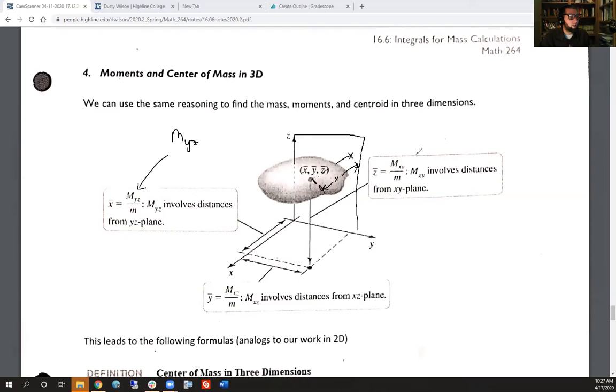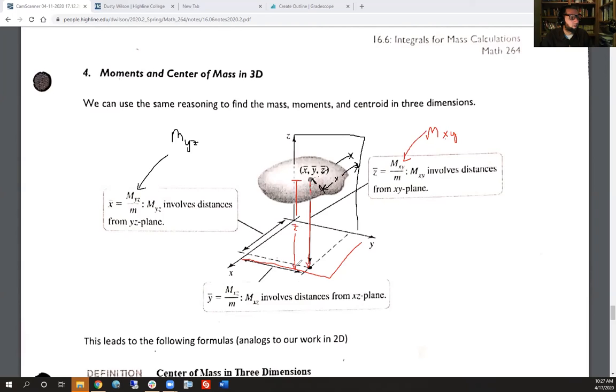Or if we were looking for the moment about the XY plane, so this is the tendency to rotate around the XY plane, in order to find that, we need the distance from the XY plane, which is here, and that distance from the XY plane would be the Z coordinate.